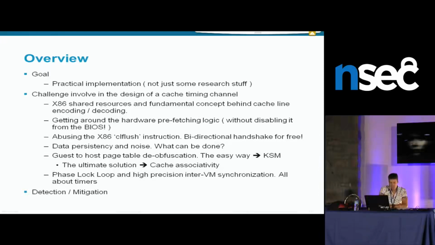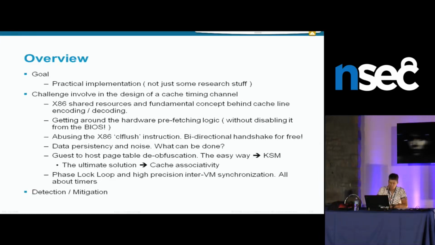So in my talk today, I'm going to show you all the challenges involved in the design of such a communication channel. We will go over x86 shared resources, and I'm going to show you what they are. We will go over the fundamental concepts behind cache line encoding and decoding. We have to get around the hardware prefetching logic, and I'm not disabling this from the BIOS. Then there is something new that I found recently: the CLFLUSH instruction. There is a pretty nice way to abuse this instruction to create a bidirectional handshake for free.